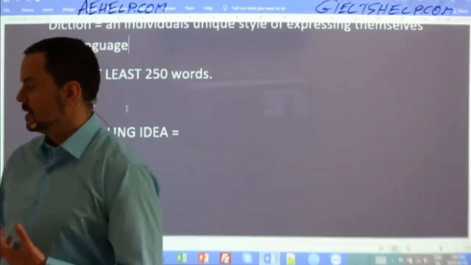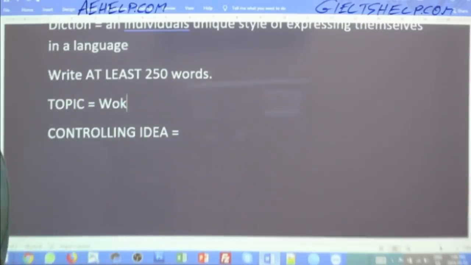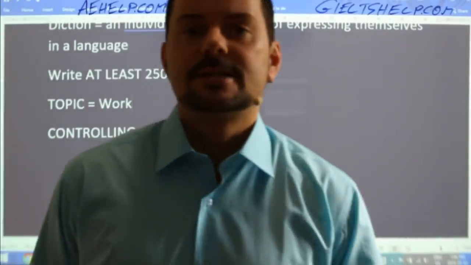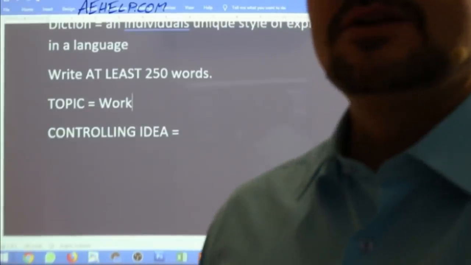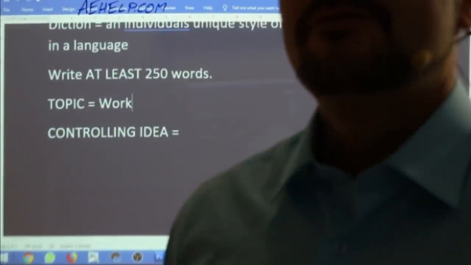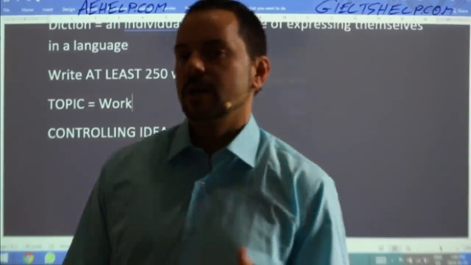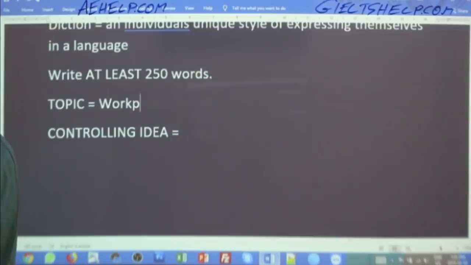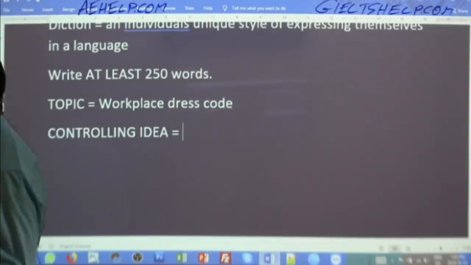Okay. So the topic is... Sometimes it's not as clear as with other questions. In this case, it's a little bit more ambiguous, and it's easy to think that we're talking about formal clothing, but we're not actually talking about formal clothing. More specifically, we're talking about workplace attire, or workplace clothing. Or another way to say it is workplace dress code, right?